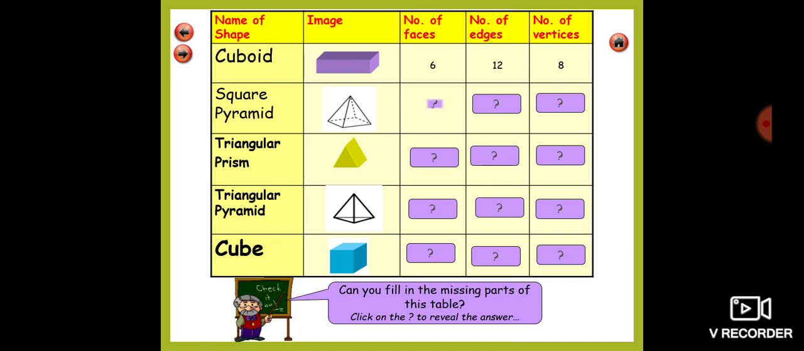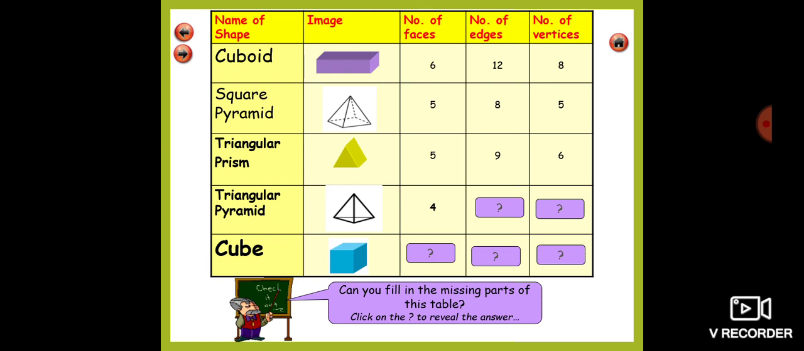Square pyramid, faces 5, edges 8, vertices 5. Triangular prism, faces 5, edges 9, vertices 6. Then triangular pyramid, faces 4, edges 6, vertices 4. Cube, how many faces? 6. Then edges 12, vertices 8. Cube and cuboid have the same faces, edges and vertices.